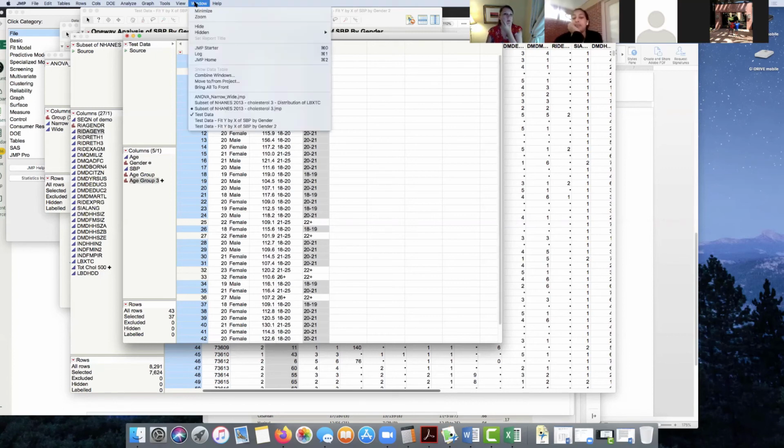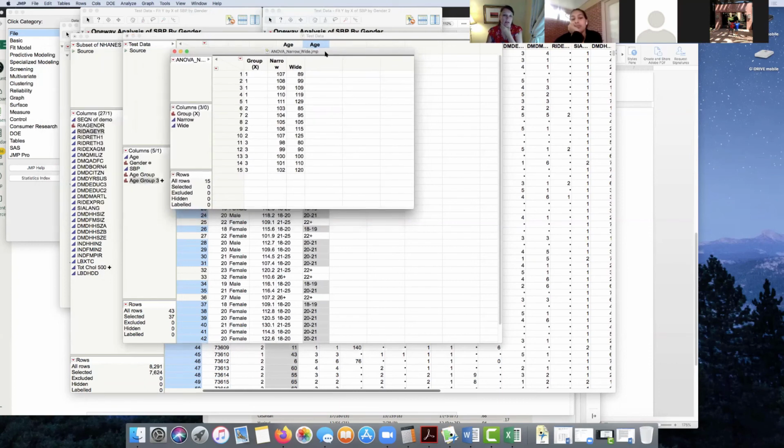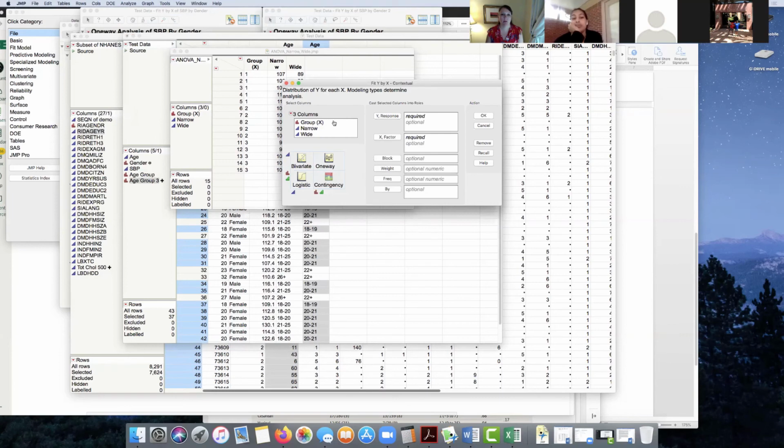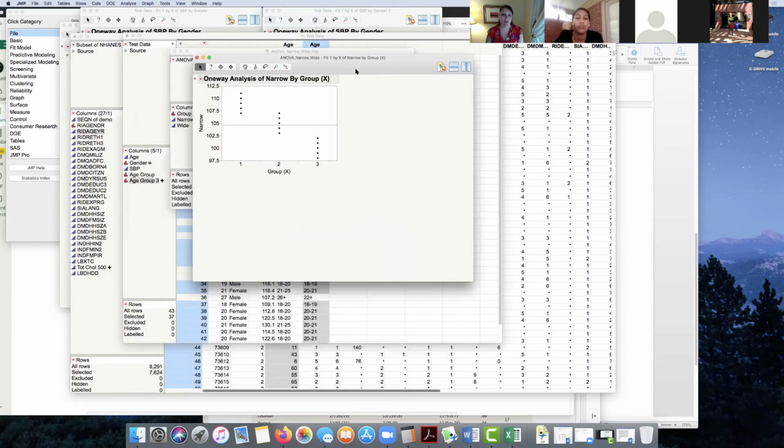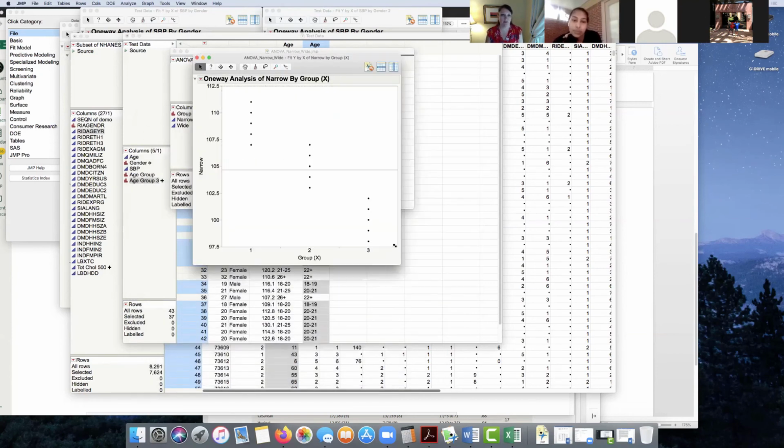All right, so let's go to the narrow, wide, and the ANOVA, right? This data, new one. So if we do analyze fit y by x, my group is my x, and we'll do the narrow. It's very clean data. Your data will never look like this. So, it should just be a right click to access settings.